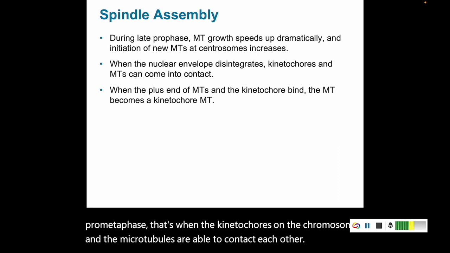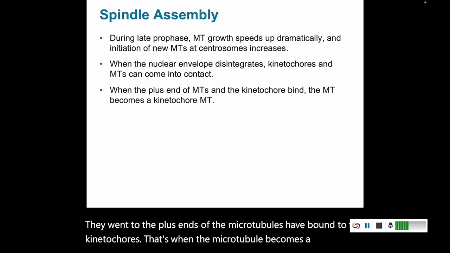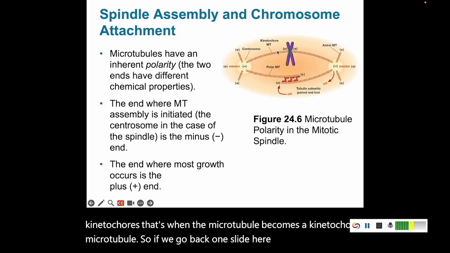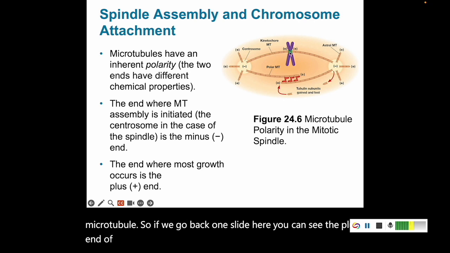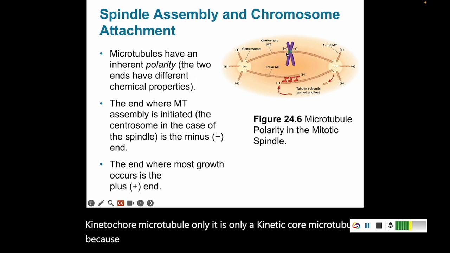Then once those plus ends of the microtubules have bound to the kinetochores, that's when the microtubule becomes a kinetochore microtubule. So if we go back one slide, here you can see the plus end of this microtubule is bound to the kinetochore. So that's a kinetochore microtubule. It is only a kinetochore microtubule because it is bound to the kinetochore.